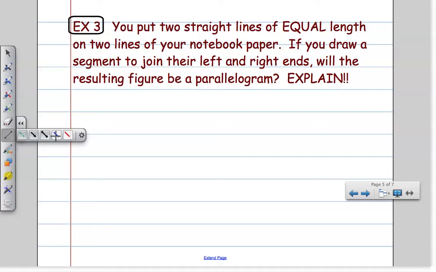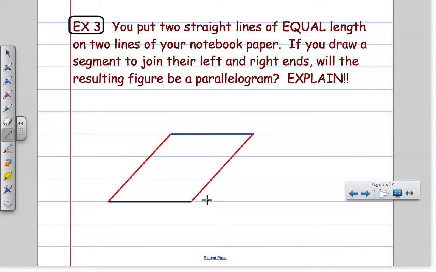So I'm going to do, what did I do? Blue line here. Two lines of equal length. So I'll do this line, and I'm just going to copy and paste it so I know it is actually equal length on two different lines. So I'll do maybe this line. Draw a line segment to join their left and right ends. So I'll draw this line segment to join their left ends and this right line segment to join their right ends.